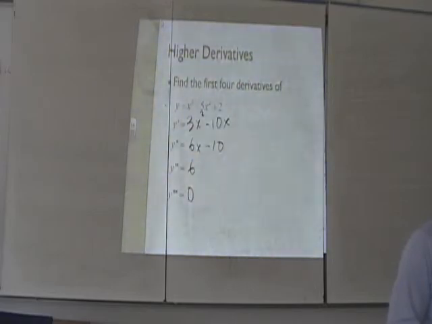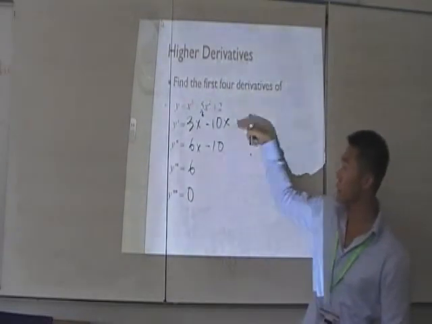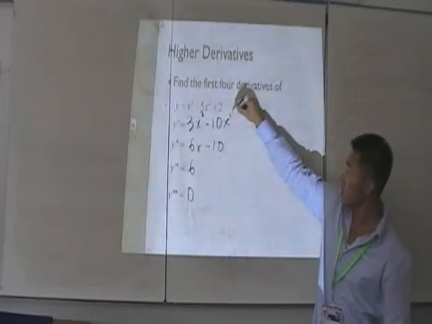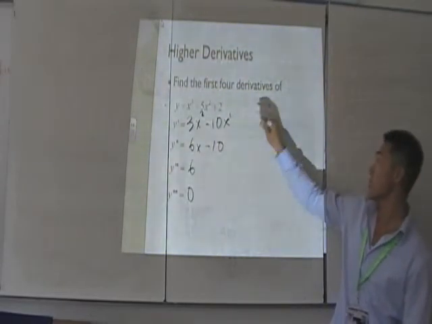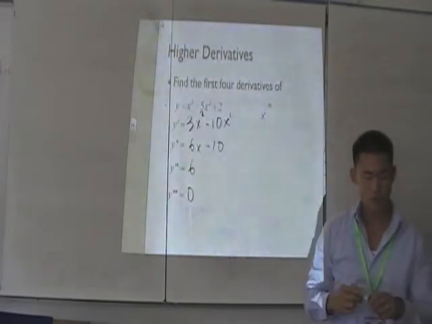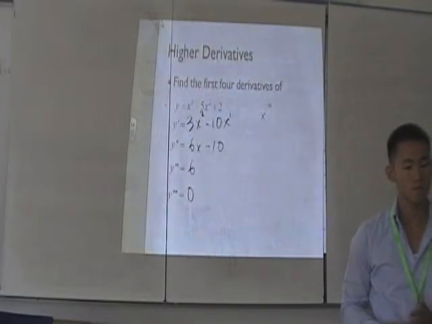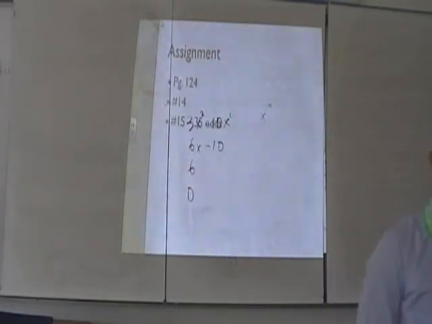Where is the x? 10x, what happened to this right here? Yeah, so the power is 1, right? And then you bring the 1 down, so 1 times 10 is 10. And then it becomes x to the power of 0. Any questions? Alright, there's your assignment.